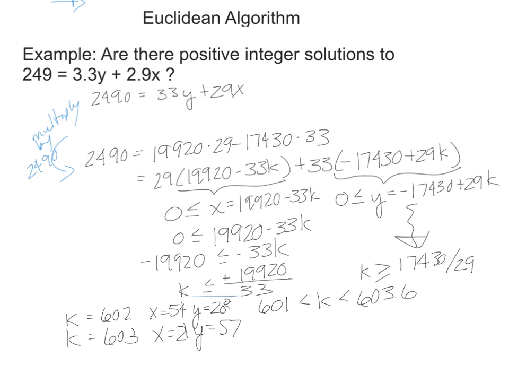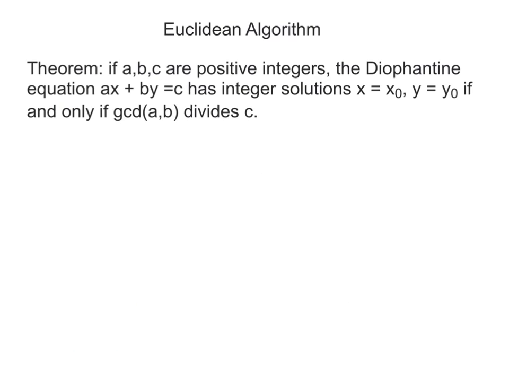So here is our solution for x and y. Our last theorem for this section is: if a, b, and c are positive integers, the Diophantine equation ax + by = c has integer solutions x = x0, y = y0 if and only if the greatest common divisor of a and b divides c.